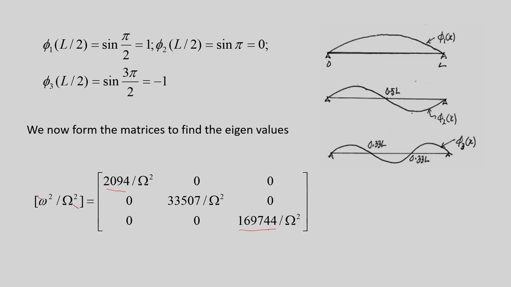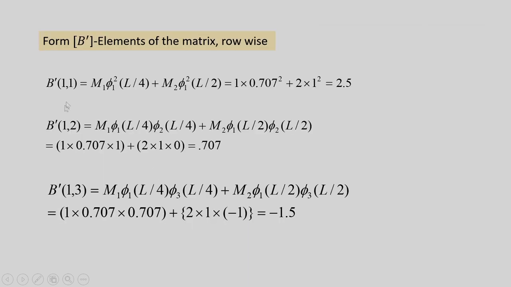So we have written this diagonal matrix. Next, B matrix is found. So first let us find the B prime, because there are two concentrated masses and three modes. So we have to take the contribution of the modes properly. First mode, that is mass M1 is placed at L by 4 and M2 is placed at L by 2. So first mode contribution is taken for the two masses and its value is 2.5.